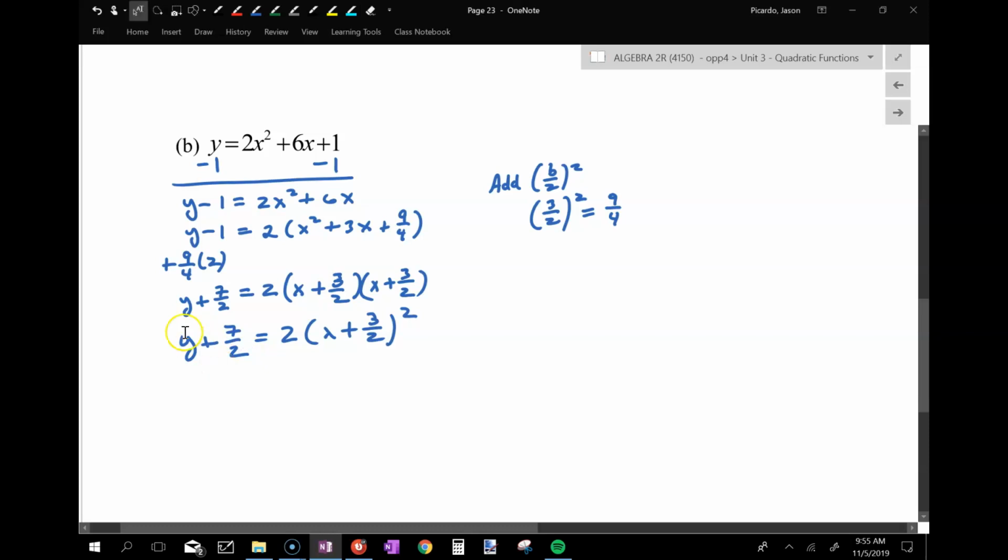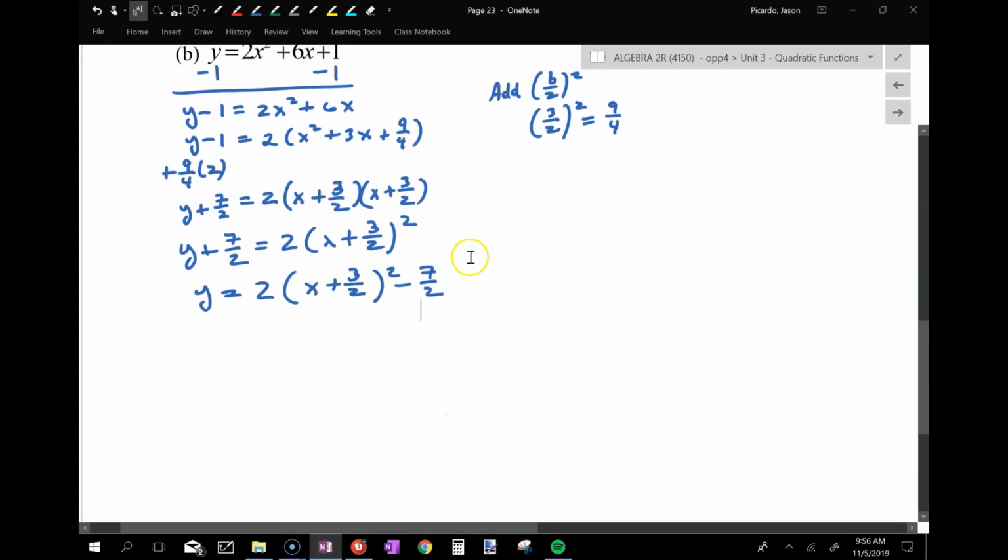All right, and then my last step is just to take this thing and move it to the other side, right? So it's y equals 2 times (x plus 3 halves) squared minus 7 halves. So in this case, this would be a parabola that was shifted to the, which way? Left 3 halves. And what? Down 7 halves.